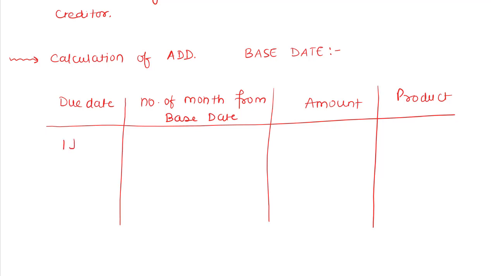Due dates are 1st of June, 1st of July, 1st of August. Base date will take the first date as base date, 1st of June. From 1st of June to 1st of June, 0 months. 1st June to 1st July, 1 month. 1st June to 1st August, 2 months.